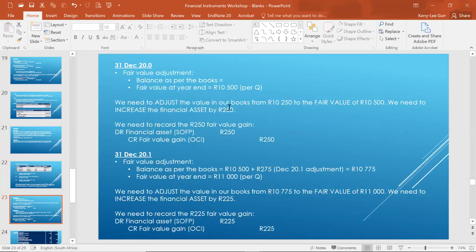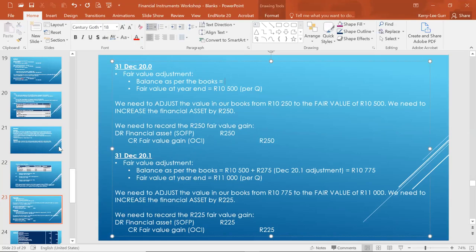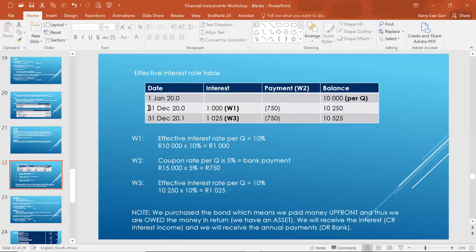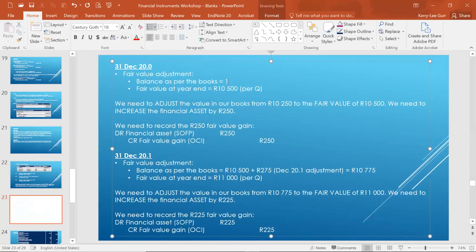What's important is we're going to be looking at the adjustment in our books, especially because this is using fair value through OCI for a debt instrument. And the balance as per our books at the end of December 20.0, we look in our table, end of December 20.0, our balance is 10,250. Okay, so our balance is 10,250, but we were told at year end the fair value was actually 10,500.